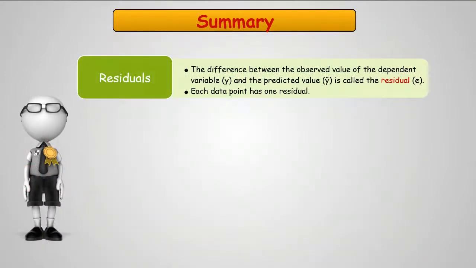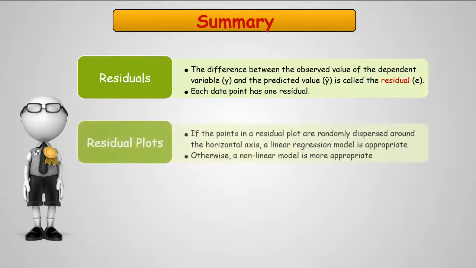As a quick summary, residuals are the difference between the observed values of the dependent variable and the predicted value of the dependent variable. And if the points in a residual plot are randomly dispersed around the horizontal 0 axis, a linear regression model is appropriate. Otherwise, a nonlinear model is more appropriate.